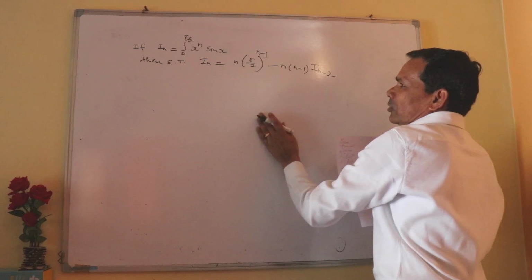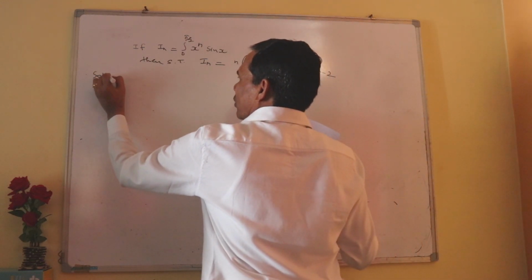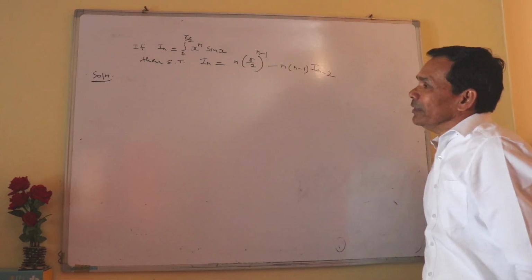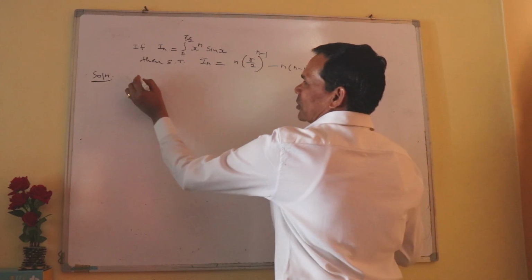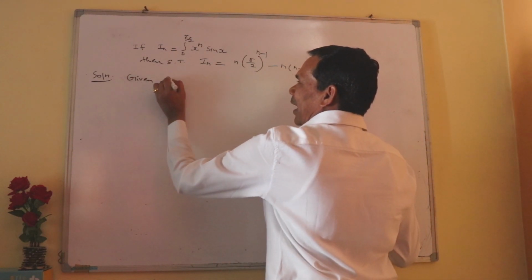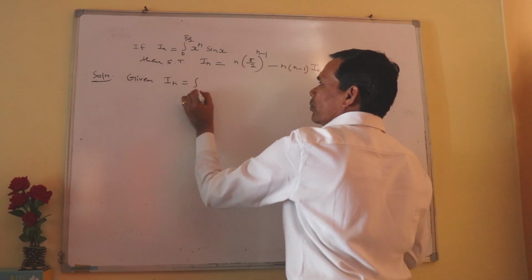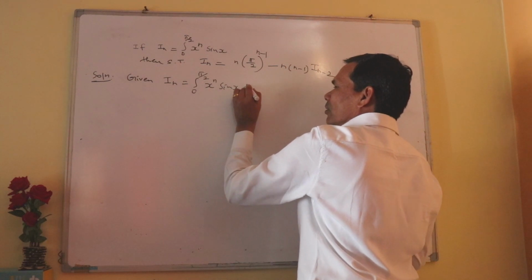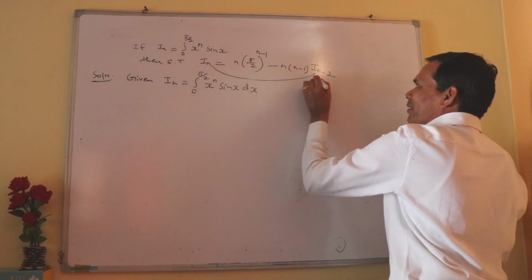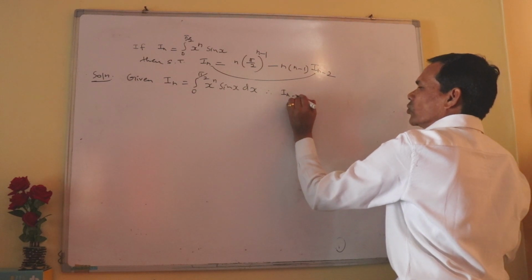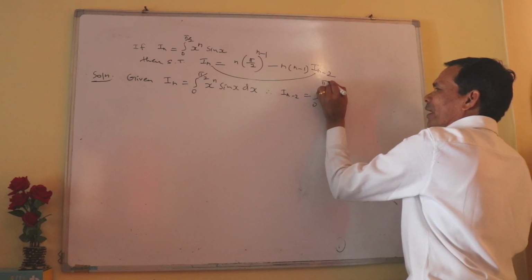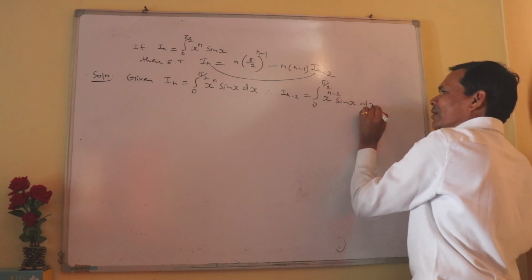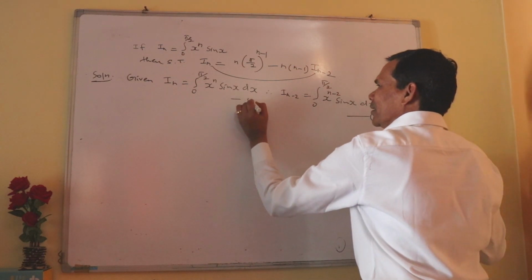So let us see how to obtain this reduction formula for this particular integral, which is a product of an algebraic and a trigonometric function. Given In is equal to 0 to pi by 2 x raised to n sin x dx, I would like to connect this In with In minus 2. So I will write down In minus 2 also: In minus 2 is 0 to pi by 2 x raised to n minus 2 into sin x dx. This is 2 and this is 1.